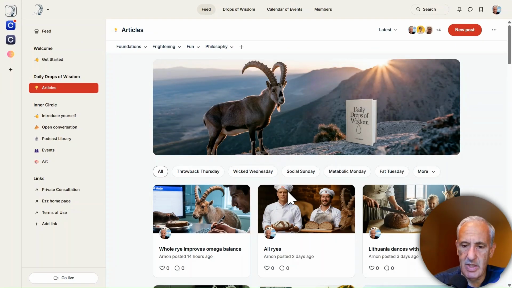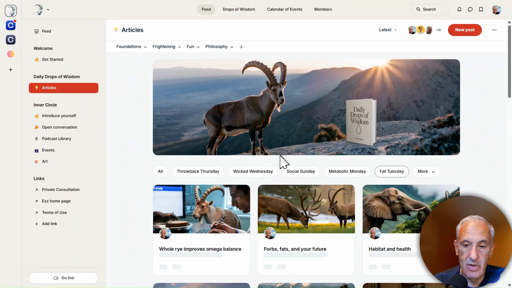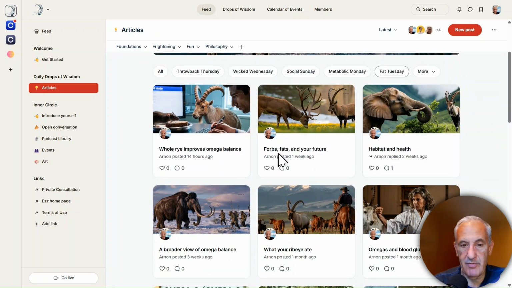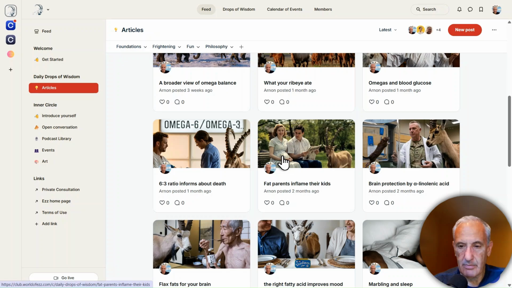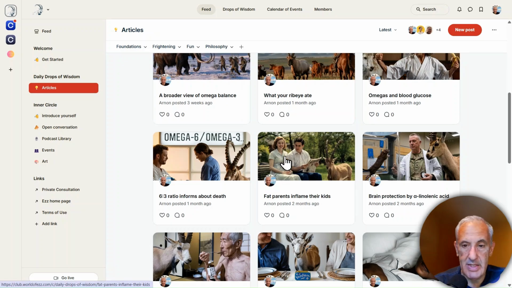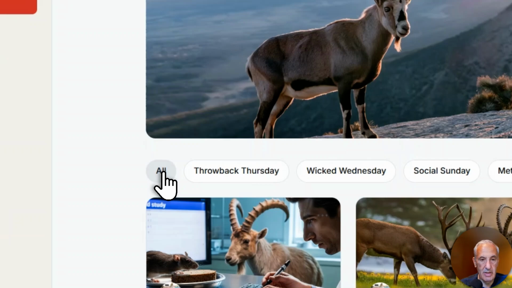So every day of the week has a different sort of category. Social Sunday, Metabolic Monday, Fat Tuesday, Wicked Wednesday, Throwback Thursday, Fitness Friday, Circadian Sabbath, and you can sort. Right, so you can sort by category if you like. Right, so here, for example, Fat Tuesday, you've got all the articles related to fats, dietary fats, body fat, and so on. I'm going to go back to all over here.